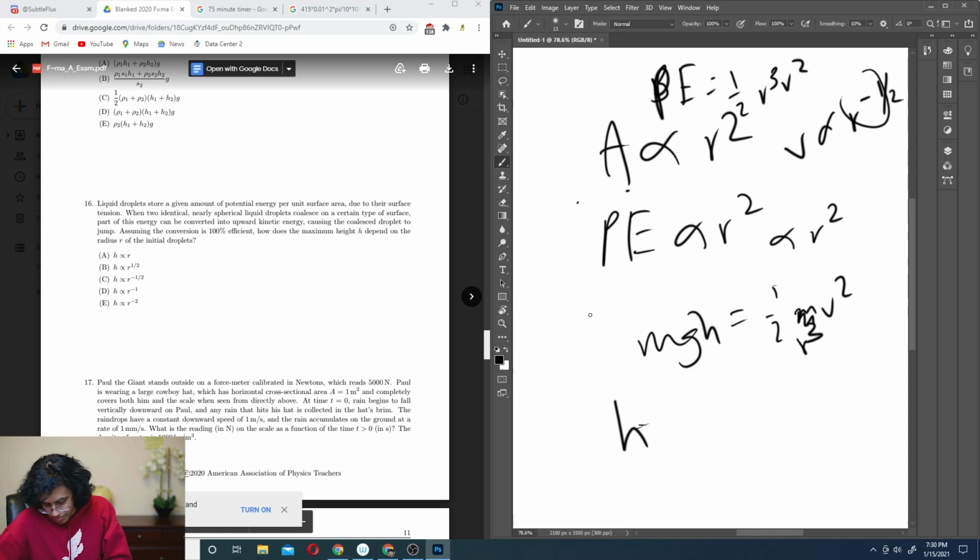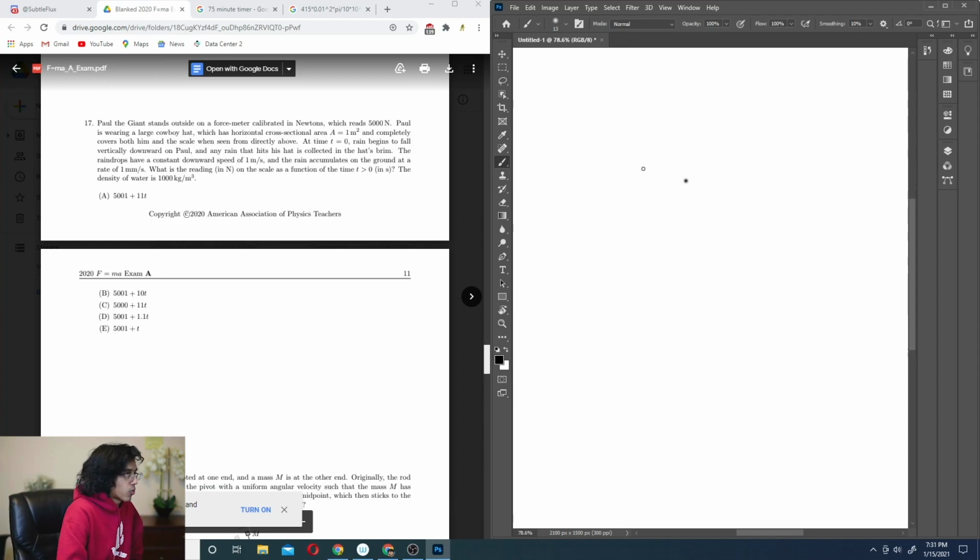Alright, 17. Paul the Giant stands outside on a force meter calibrated in newtons, which reads 5,000 newtons. Dang, he's big. Paul is wearing a large cowboy hat, which has horizontal cross-section A, and completely covers both him and the scale when seen directly above. At time t, he starts getting rain, and any rain is collected, so it just stays there. On the ground? Wait, how big's the ground? Oh, so that is per unit area. Okay, so essentially 0.001 meters per second.